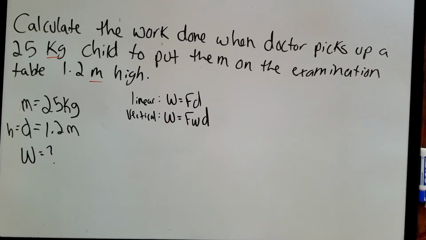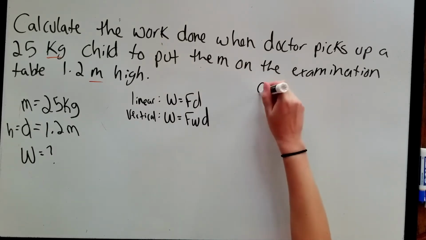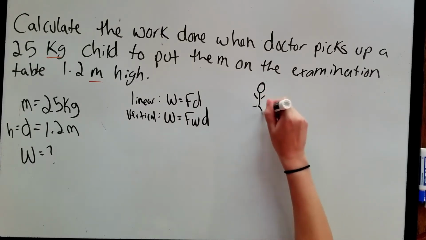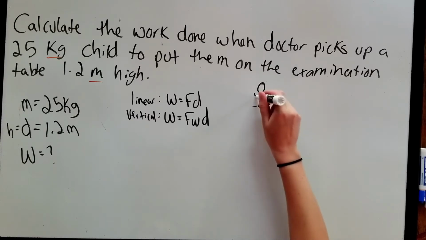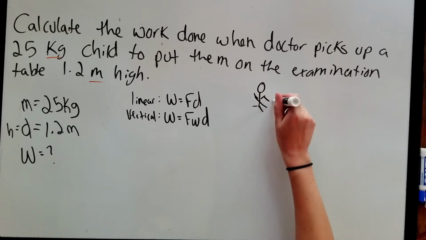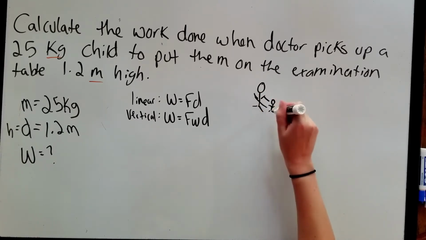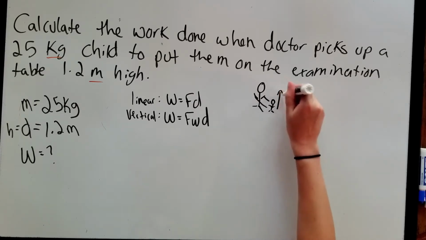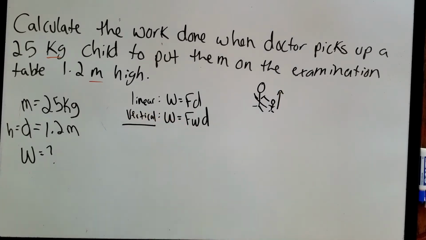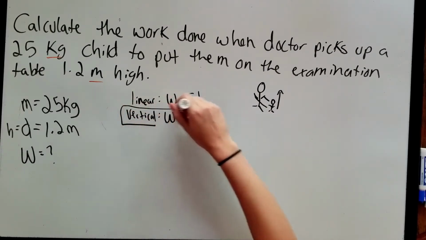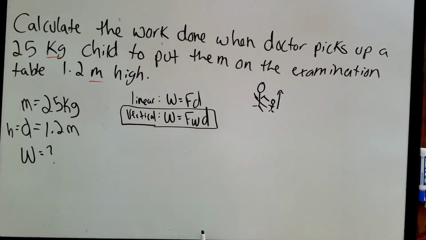So what is the doctor doing? The doctor is lifting the child up. Okay, so let me draw a horrible picture here. So, I guess weirdly long arms, but here's the child. And he's lifting the child up. So it would be vertical, right? Along the y-axis, vertical. So this is the equation we want to use. Okay?